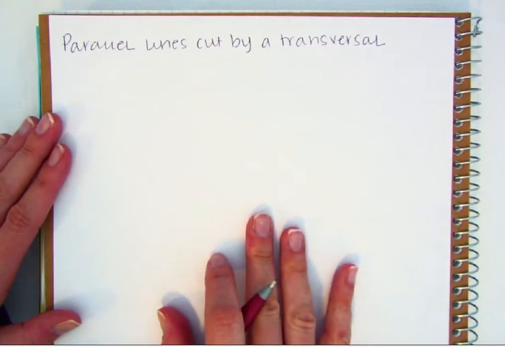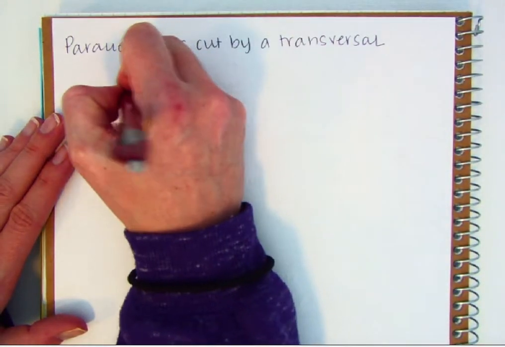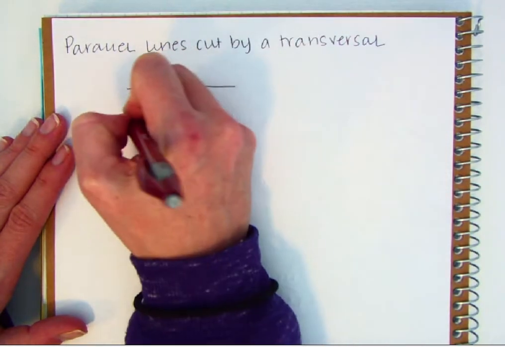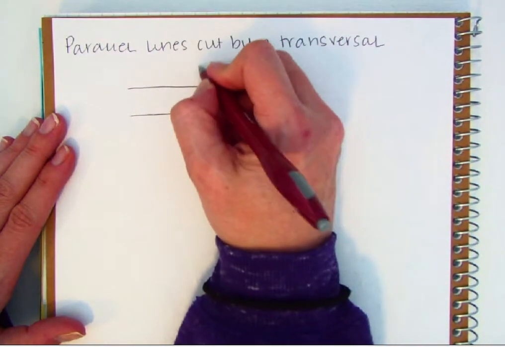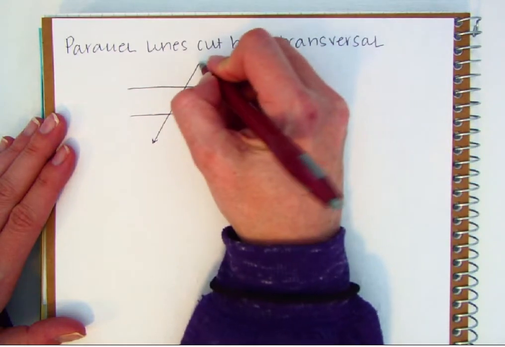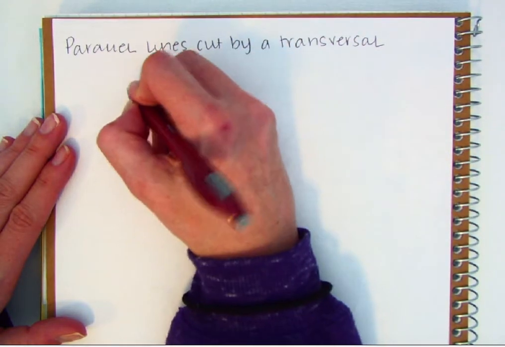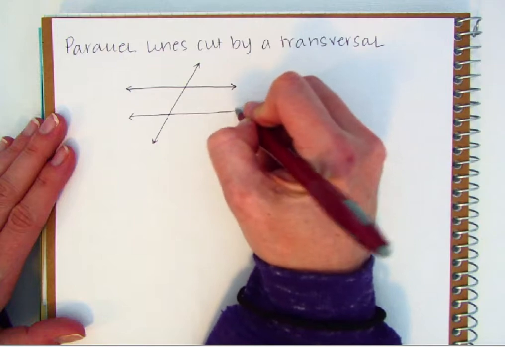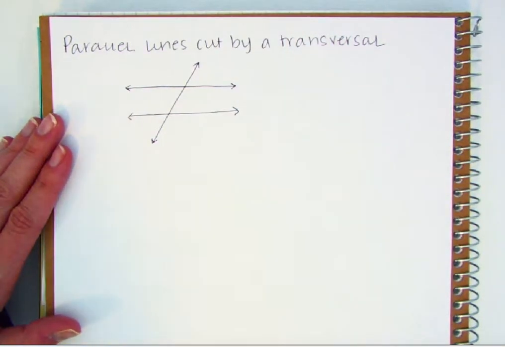And it looked like overall, a lot of you did really well with this. So a couple things I just want to quickly go over. Here are my parallel lines, and they are cut by a transversal. What we know about these is that there are a lot of angles that have relationships and have things in common.